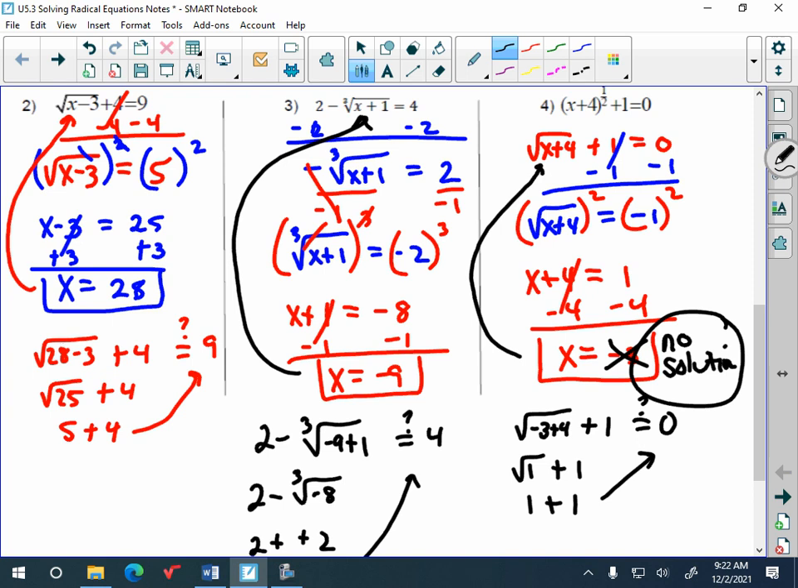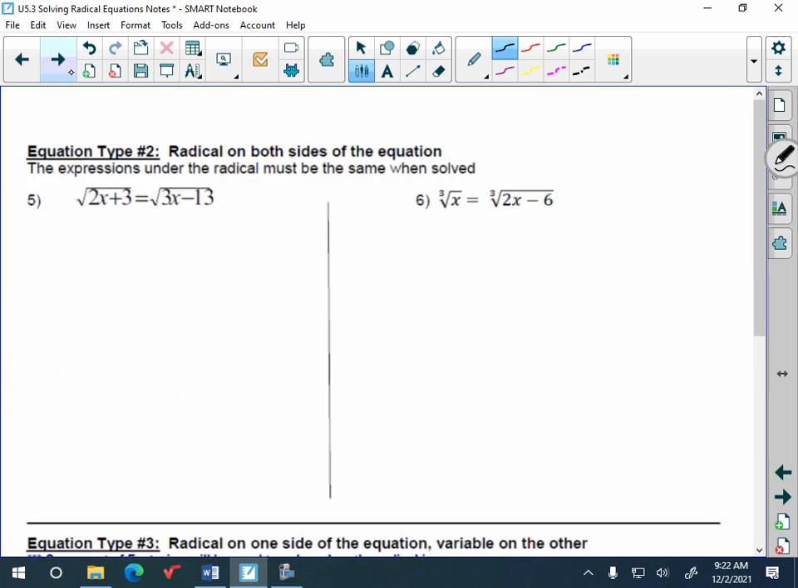No solution. All right. So that's equation type number 1, when there's just a variable underneath the radical and numbers on the outside. Okay, now equation type number 2, you have radicals on both sides. So what we're going to do is go ahead and square both sides or cube both sides right off the bat. These are probably the easiest of all three.